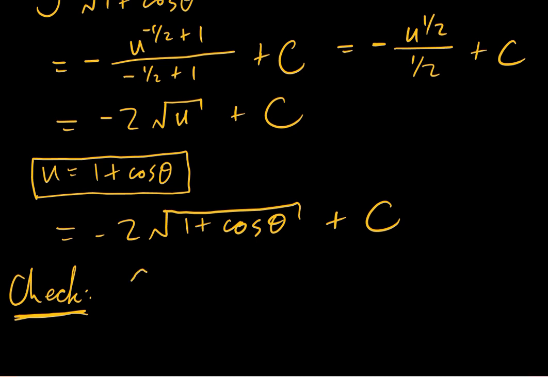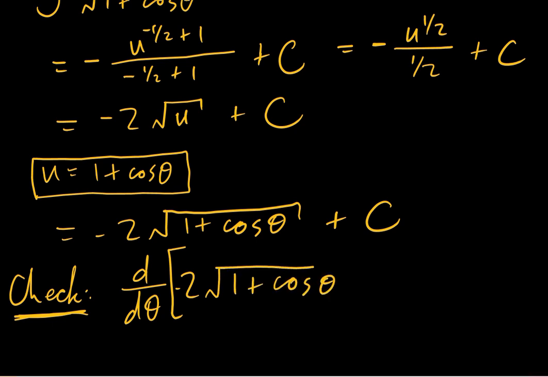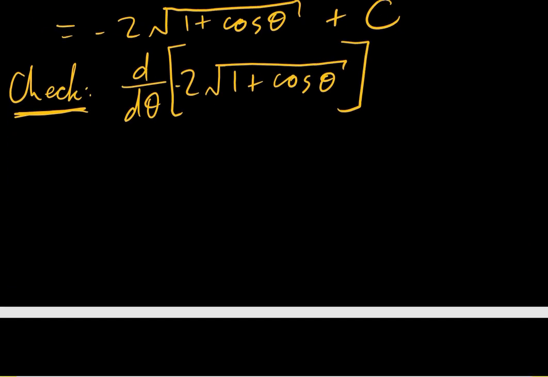So what we'll do is we'll do a full-blown derivative here, d theta of, well, okay, let me put it in brackets, negative 2 times the square root of 1 plus cosine theta. And again, I'll leave the c out because it's just going to be 0. And let's do this derivative here. So this is negative 2.